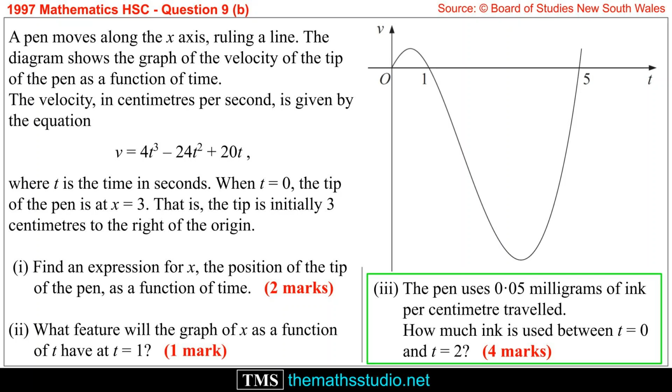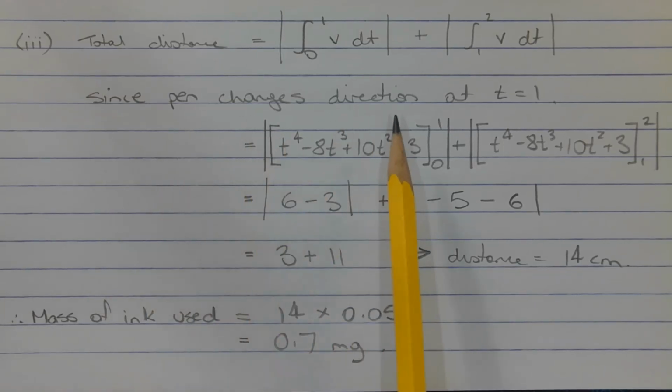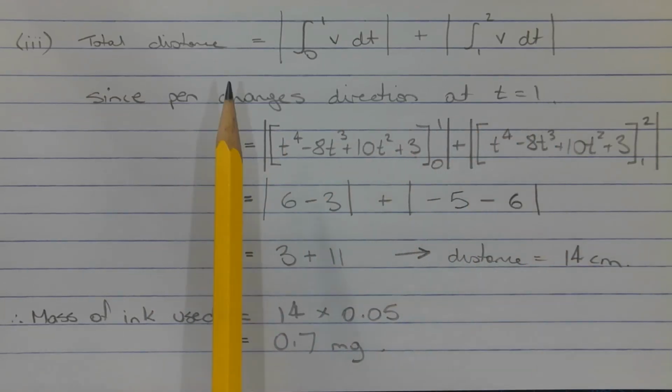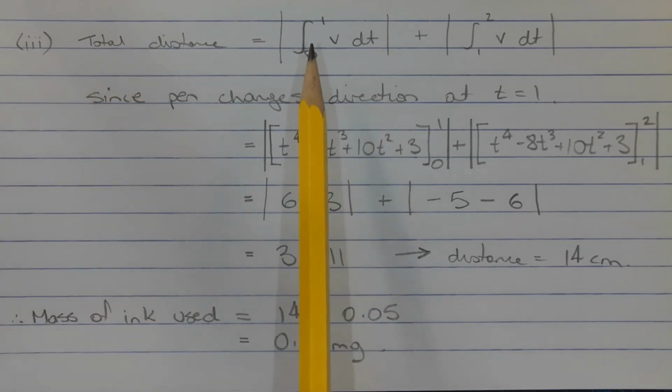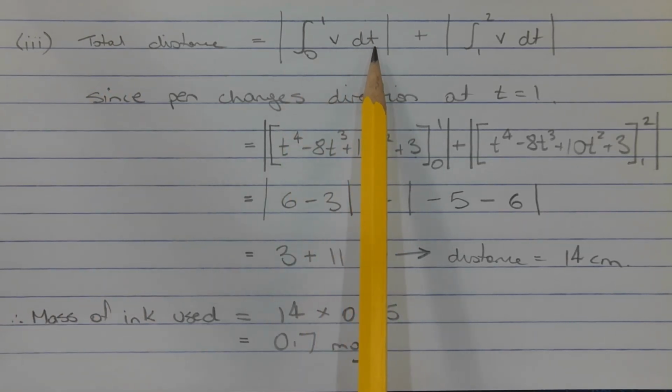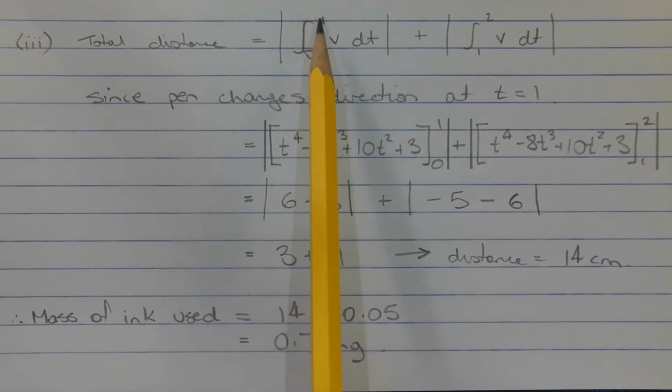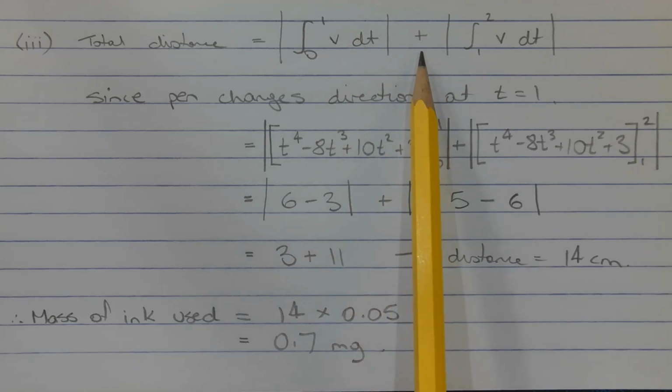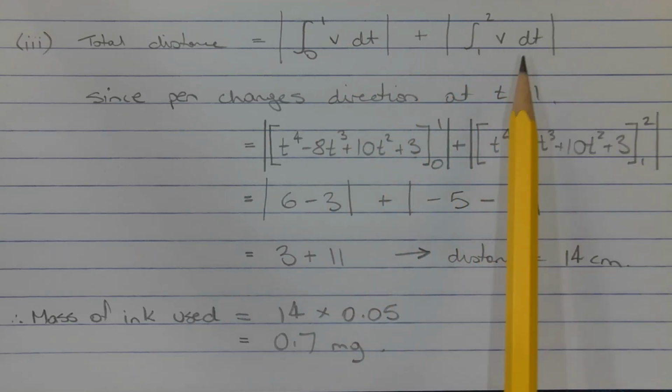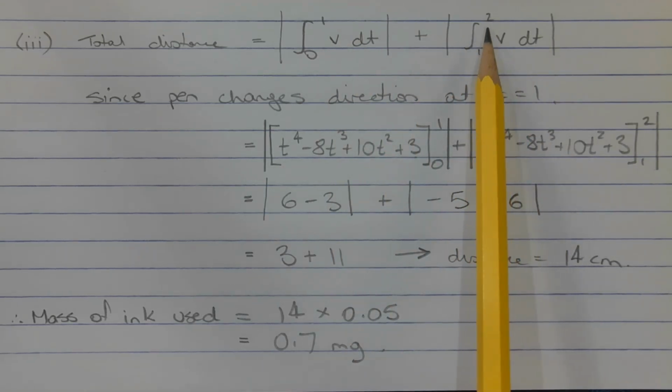Part 3. The pen uses 0.05 milligrams of ink per centimeter travelled. How much ink is used between t equals 0 and t equals 2? Since the pen changes direction at time t equals 1, to find the total distance, we integrate v with respect to t from t equals 0 to t equals 1, and then we add on to that the integral of v with respect to t from t equals 1 to t equals 2.